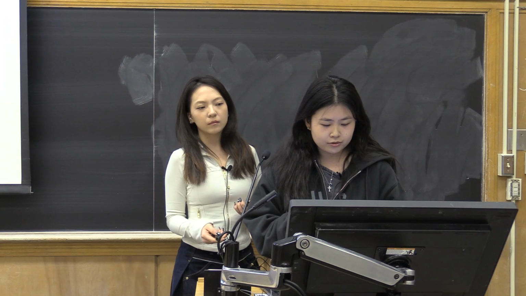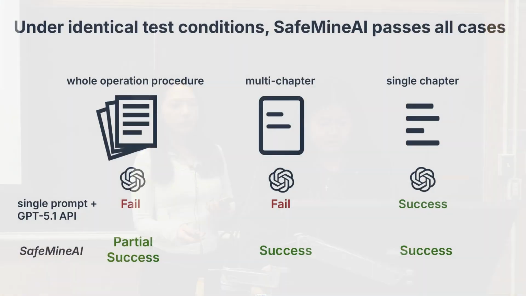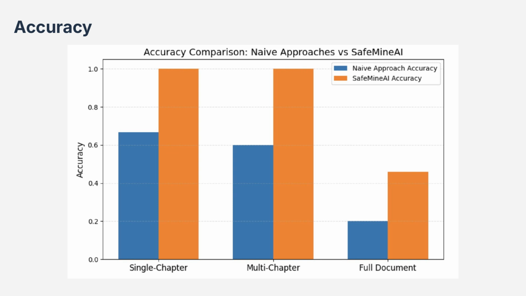And the last part: now we come to the evaluation. Under the same test conditions, SafeMine AI succeeds in nearly every case. This chart visualizes the same trend cumulatively. As the document becomes longer, the naive GPT approach drops sharply in accuracy, while SafeMine AI remains consistently reliable.